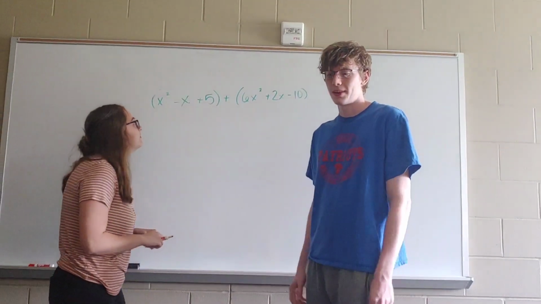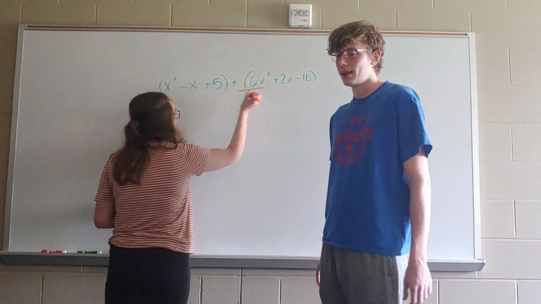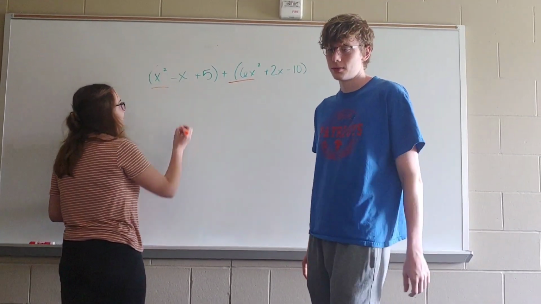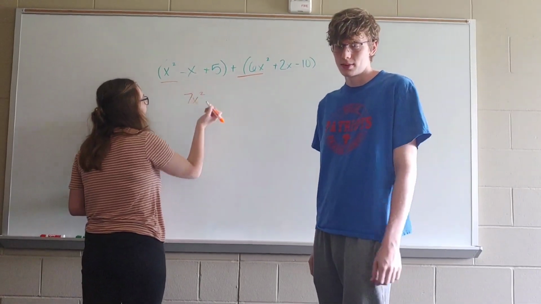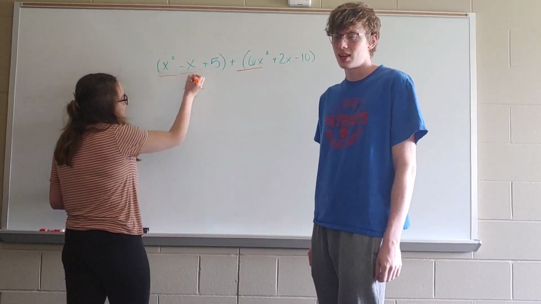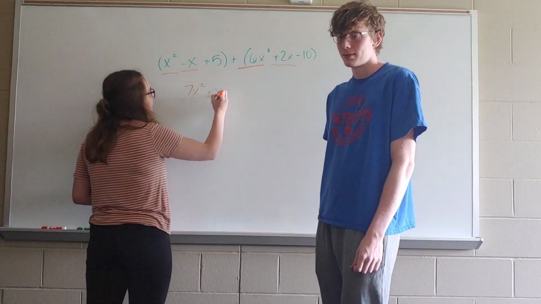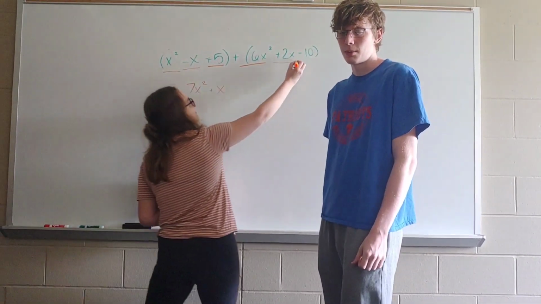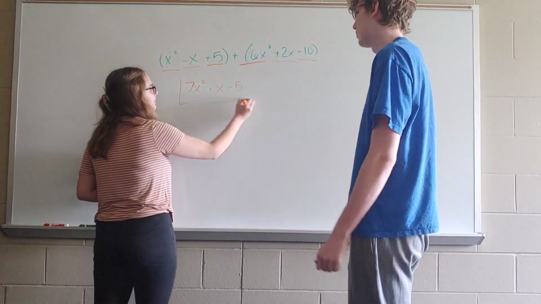Now we do the same thing with this equation. Start with the highest degree. In this case, it's 2. Add them together, get 7x squared. Next, we do the next highest, and we get x. Lastly, add together the numbers with no variables, and we get -5.